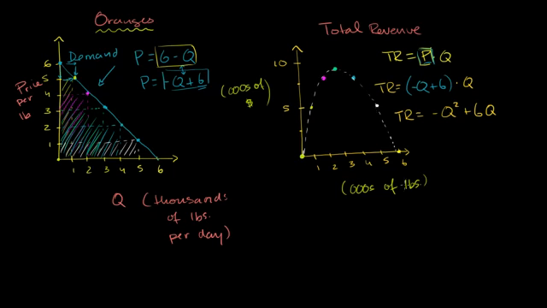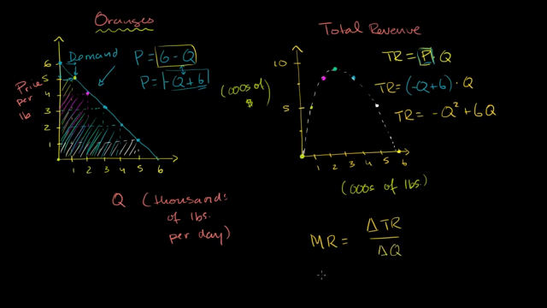Now, I'm going to leave you there in this video because I'm trying to make an effort not to make my videos too long. But in the next video, what we're going to think about is what is the marginal revenue we get for each of these quantities. And just as a review, marginal revenue is equal to change in total revenue divided by change in quantity.